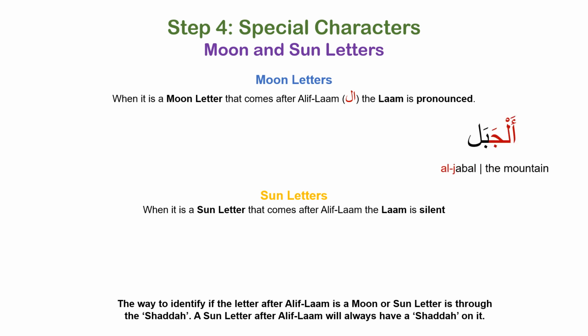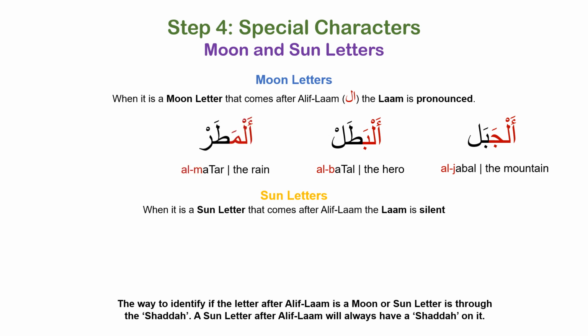Like this word, Al Jabal, the mountain. Al Batal, the hero. Al Matar, the rain. Al Qamar, the moon. Now, if you notice, one thing all these words have in common, we are pronouncing for each word the first two letters Al, Aleph Lam, because the Jim in this word is a moon letter, so we pronounce it Al Jabal, Al Batal, Al Matar.